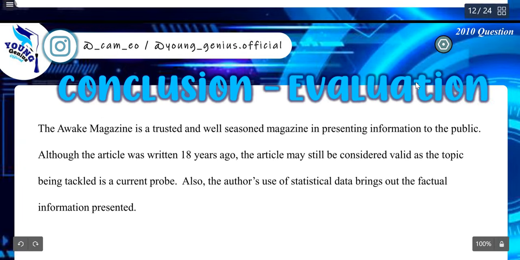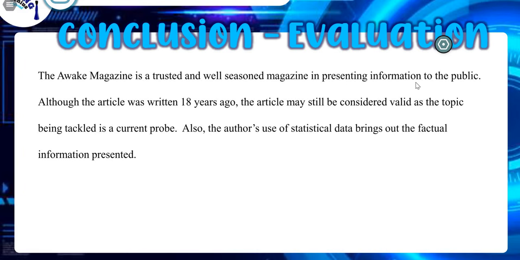Alright? So for the conclusion, I said the Awake magazine is a trusted and well-seasoned magazine in presenting information to the public. Usually I would write the year for this, like if it were the Gleaner, man, you'd see that 1834 slapped on that piece of paper. But I don't know all the magazines and when they were out, so of course I didn't. But for the Jamaican Gleaner, I think from 1834 the first Gleaner was released around that time.